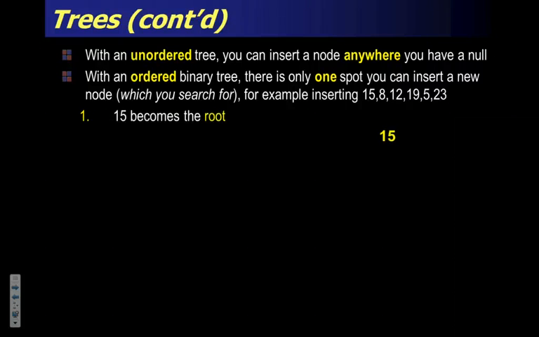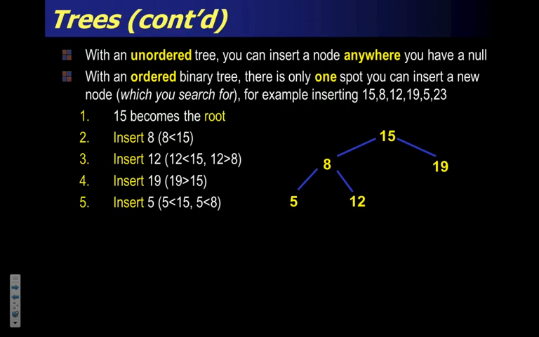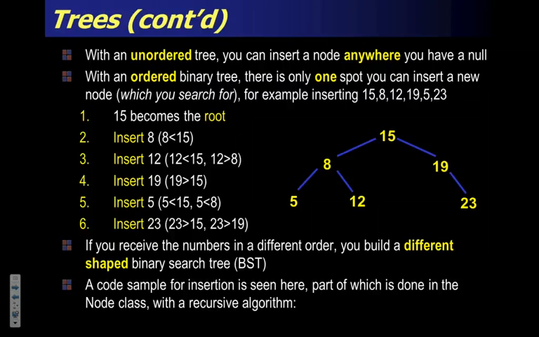So here you can see, if we do 15, 8, 12, 19, 5, 23, it would do it in that way. 15, 8 is less than 15, 12 is less than 15 but greater than 8, 19 is greater than 15, 5 is less than 15 and less than 8, and 23 is greater than 15 and greater than 19. Okay? That's the way it builds trees in an ordered tree. If it receives the numbers in a different order, it will build a different looking tree. Sometimes programmers will shorten the binary search tree to just a BST. BST for binary search tree. Okay?